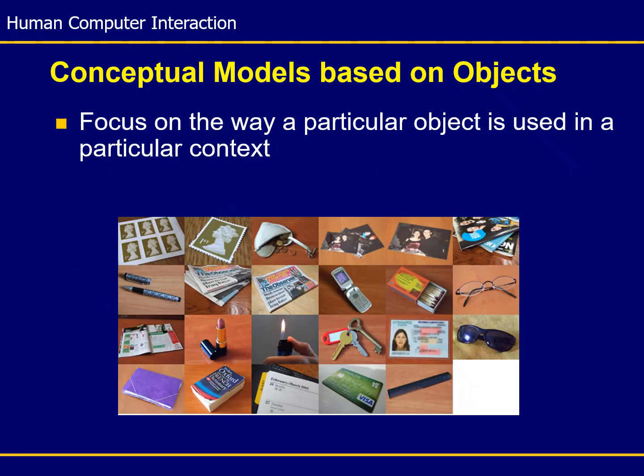Now, we said there are conceptual models based on activities, and there are also conceptual models based on objects. When the user sees an object, he immediately recognizes what this is and what can be done with it. For example, if you see a dictionary, you know what it's used for. If you see a credit card, you know what this is used for. If you see a light, you know what this is used for. Now you have stored how this thing abstractly looks, like glasses, for example.